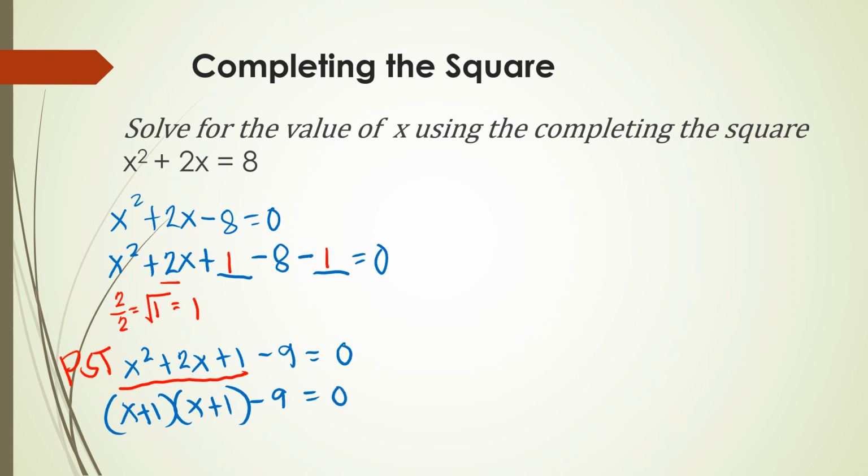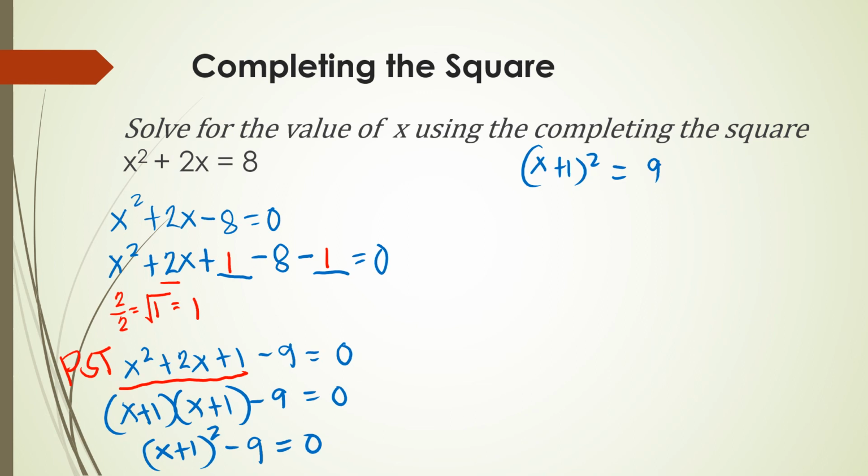Next, let's make this one as the square of binomial since silang dalawa parehas na. So, magiging x plus 1 quantity squared minus 9 is equal to 0. Now, in this case, ganito na yung given natin. Let's continue here. So, you have x plus 1, quantity squared, is equal to 9. Okay? Using the addition property of equality.